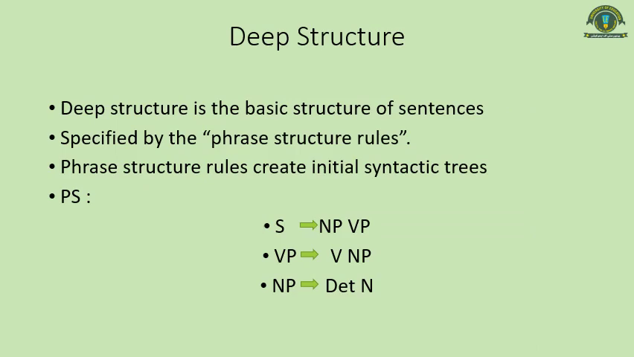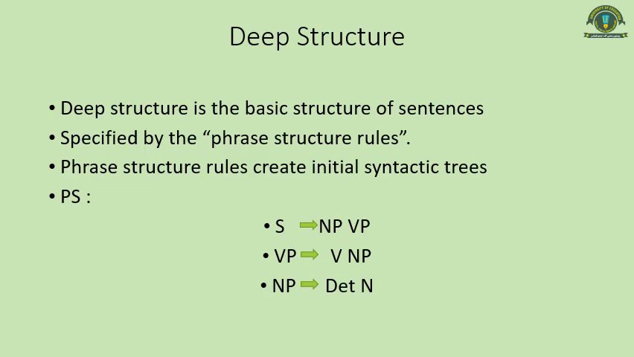The deep structure is the basic structure of sentences. We are not saying the apparent structure of sentences, we are saying the basic structure of sentences. It is specified by the phrase structure rules. And phrase structure rules create initial syntactic trees. And we can use tree diagrams to analyze the organization and relationship of different components of a sentence. As these structures are generated by phrase structure rules and surface structures are derived from deep structures by a series of transformations.